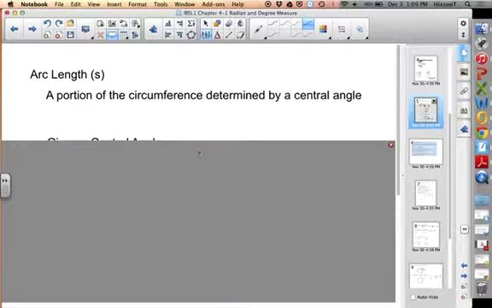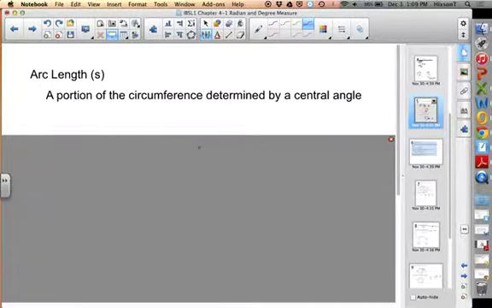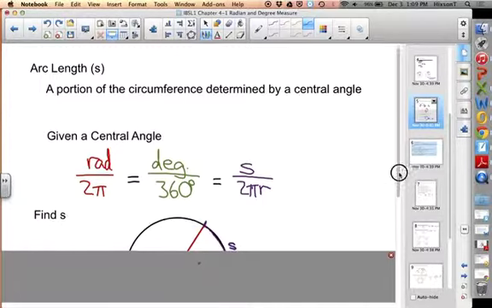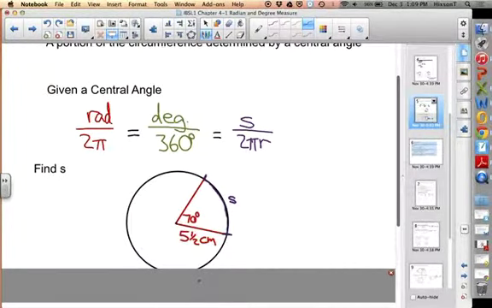Arc length is usually denoted with a lowercase s. But it's a distance. It's a portion of the circumference, and circumference is the distance all the way around a circle. So it's a portion of the circumference, and it's determined by a central angle. I'll show you this here so you know what we're talking about.